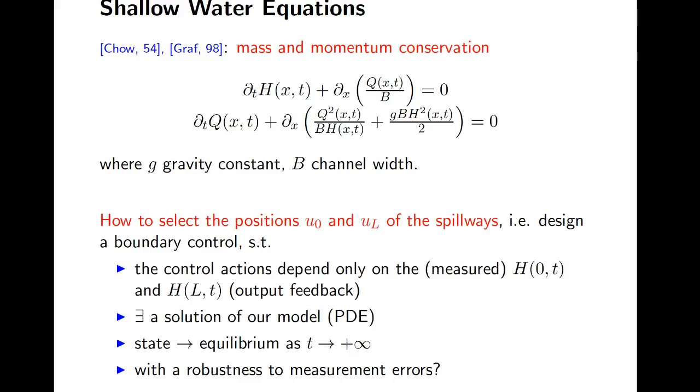Okay, so we may have different objectives. As we have for a finite dimensional system, we may want to steer the state to an equilibrium point. Again, the state is a function here, okay? We want to have robustness. We want to check if a solution exists for our PDEs and so on and so forth.